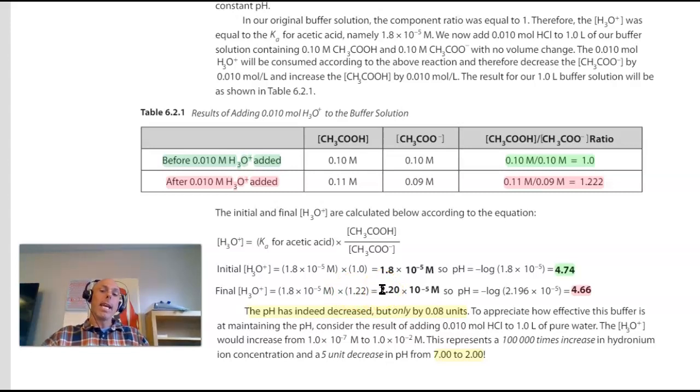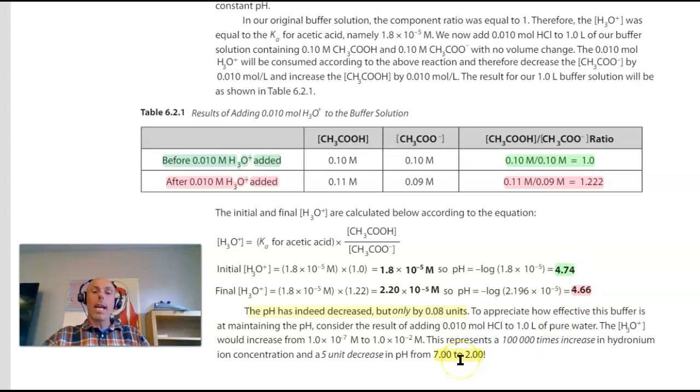And if we take the negative log of that to get the pH, we see that the pH only drops to 4.66 as the ratio of acid to base shifts from 1 to 1.22. The pH only drops by 0.08. That's hardly a decrease at all.